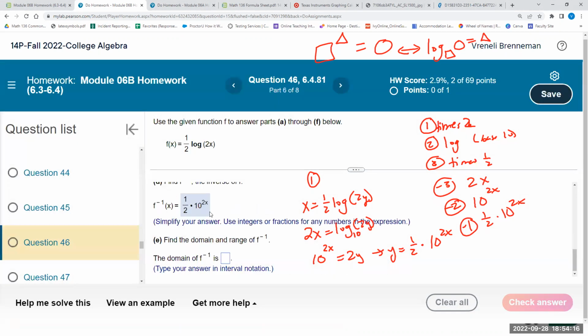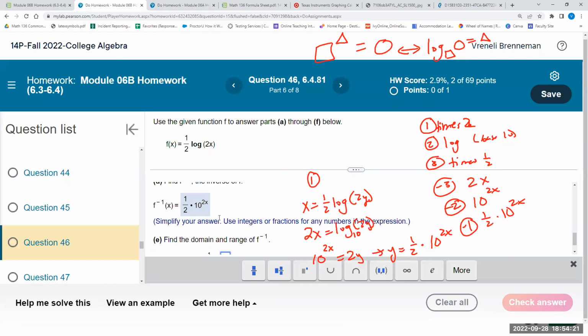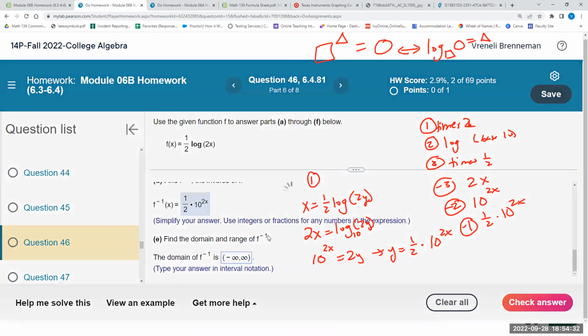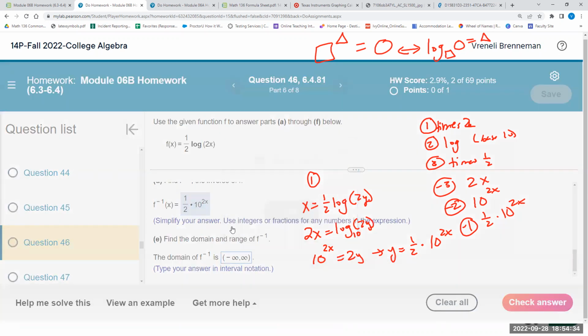All right, and I just used asterisk to get that multiplication in there. And then the domain, we already have the domain and range of f, so the domain and range of the inverse are just the opposite. So the domain in this case is all real numbers for the exponent, and the range is going to be from 0 to infinity.